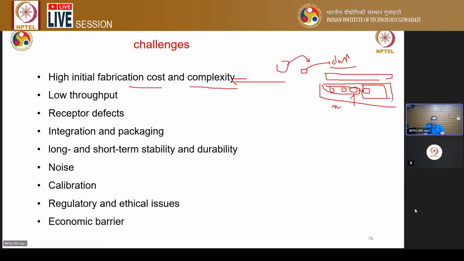Then initially you will see that the yield is not that much. So low throughput is something with which initial sensor production is associated, or when you try to scale it up, this can be another challenge.